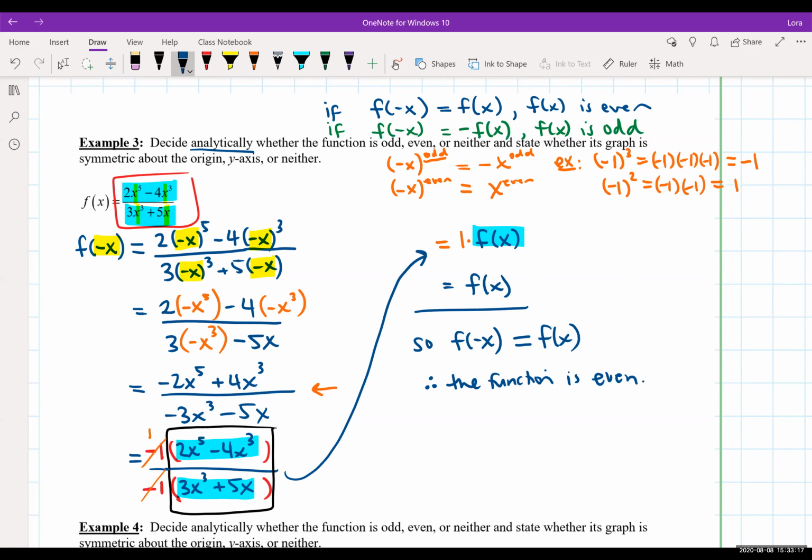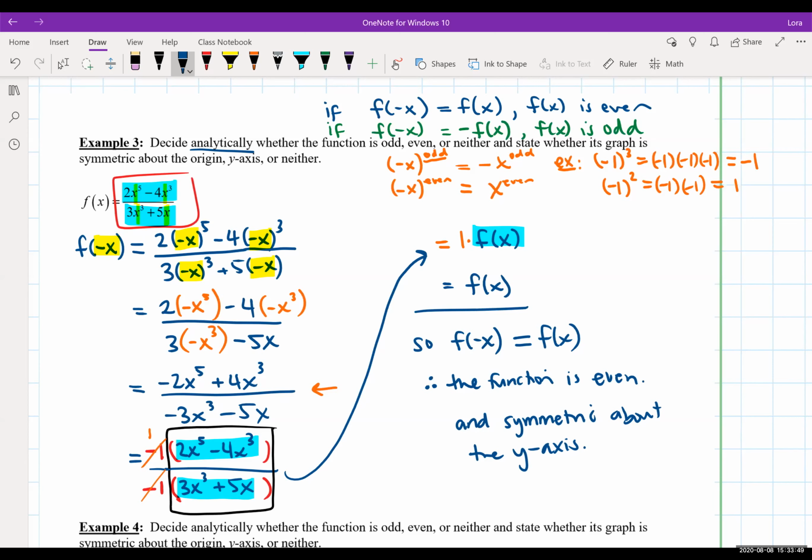So once we have the fact whether the function's even, odd, or neither, we can then play with the symmetry and say, well, I remember that even functions are symmetric about the y-axis. So the function is even and symmetric about the y-axis. And we're good to go. We've answered the question.